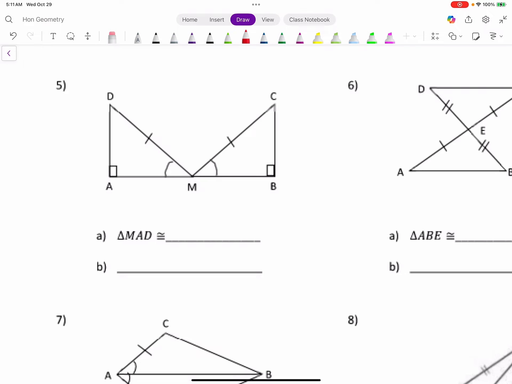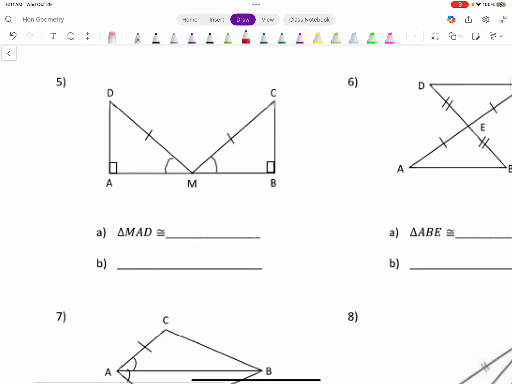All right, let's see what's next. Well, first, these two triangles are right triangles. So that puts hypotenuse-leg on the table. However, it's not going to be hypotenuse-leg, because I do know there's a hypotenuse congruent in both of them, but I don't know anything about the legs. So that's going to take that off.